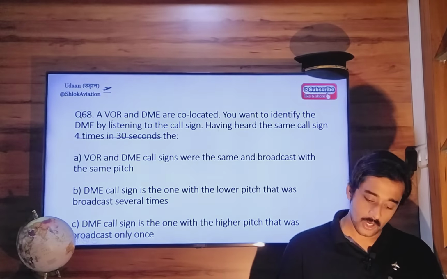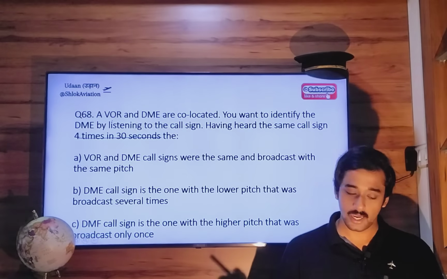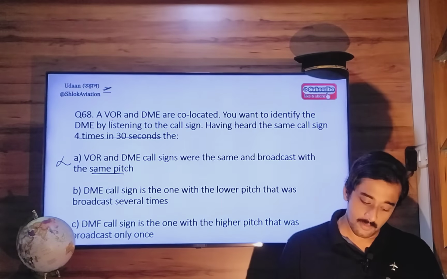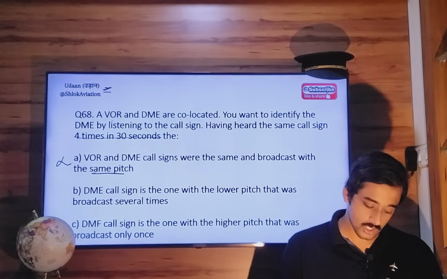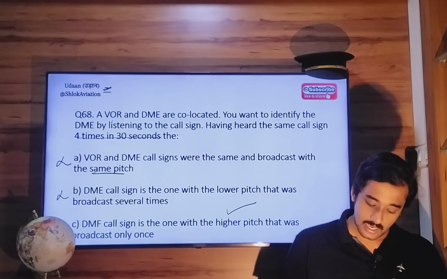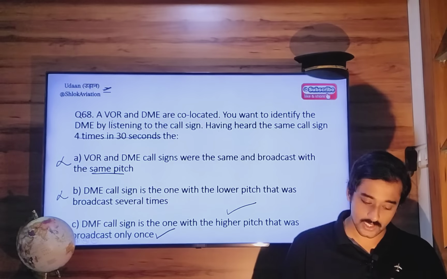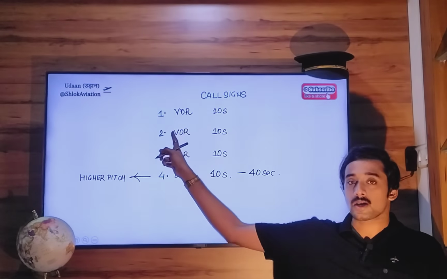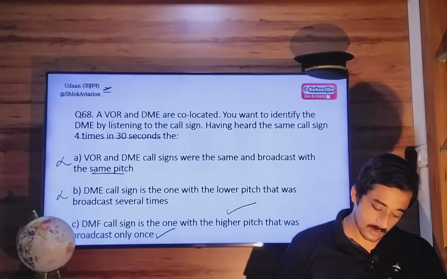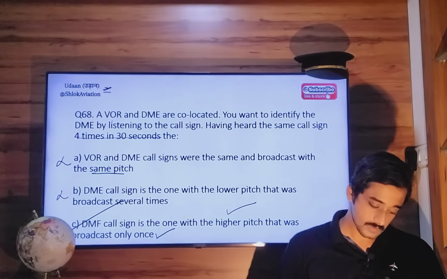Okay. So VOR and DME call signs were the same and broadcast with the same pitch. Wrong. DME call sign is the one with the lower pitch. Wrong. DME call sign is the one with higher pitch. Yes. And it is broadcasted only once. Yes. VOR station broadcasted thrice. DME station once. So option Charlie will be the right answer.